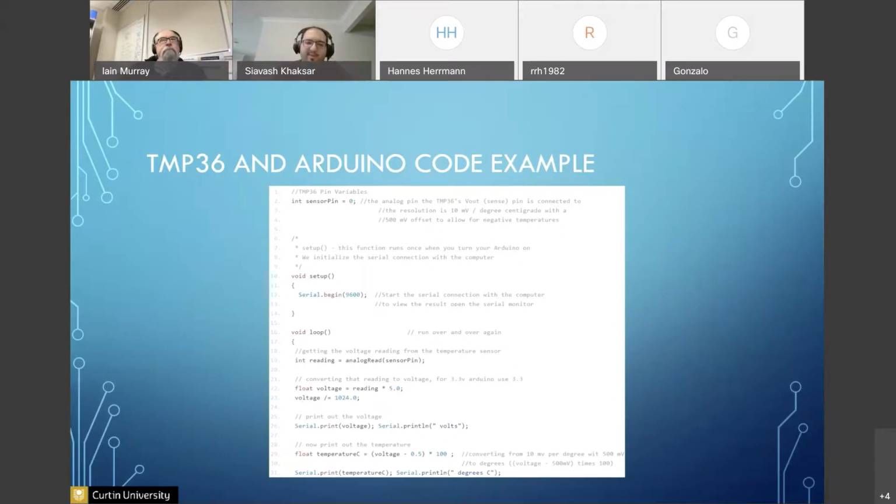So again, as you can see, these sorts of sensors, it's very easy to get something started. Essentially, we're just utilizing a pin, reading that, and converting that to temperature.